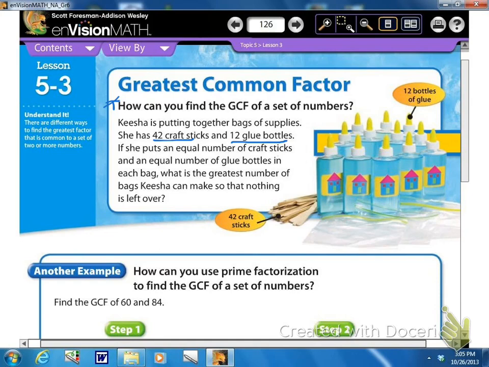So they're dividing these craft sticks equally into a certain number of bags, we don't know how many, and then also these glue bottles. Not necessarily the same number of craft sticks as glue bottles, just equal numbers in each bag. All right, so let's look at the next page.